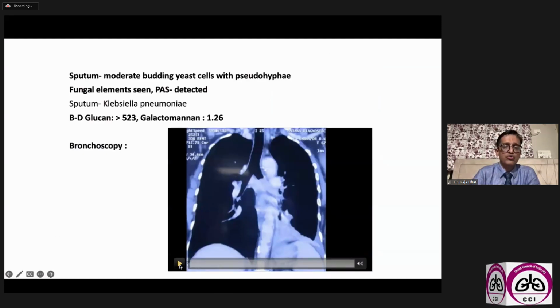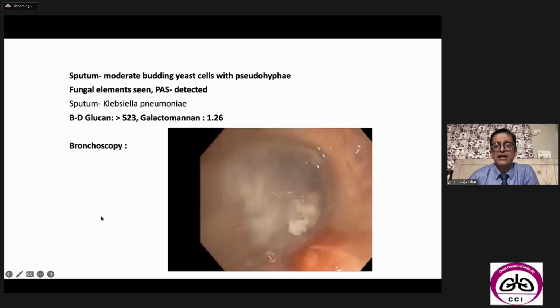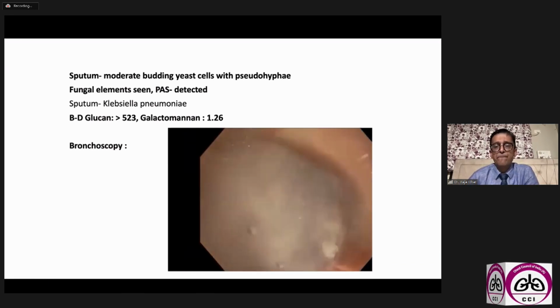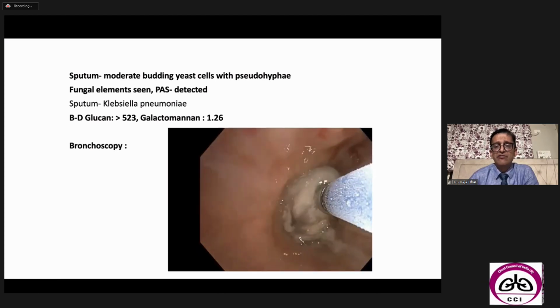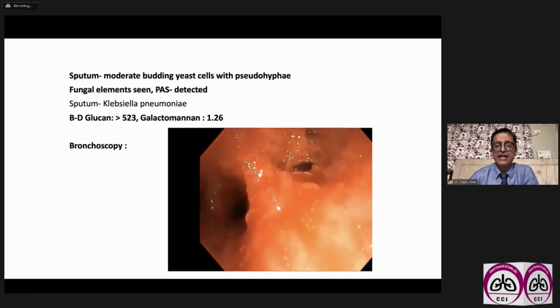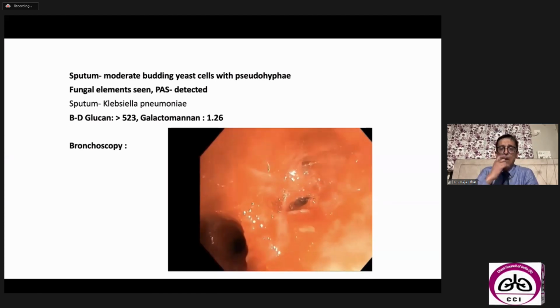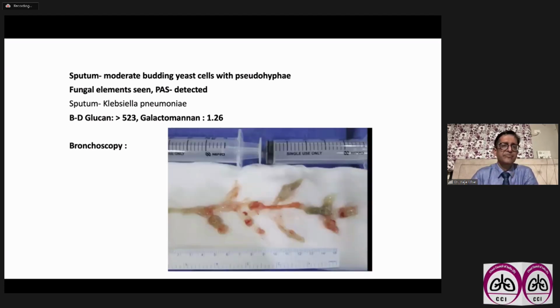This patient, I'll show you the... So again, you see the cryo being deployed there. You see this white fungating looking lesion, and you see it's very easy to take the tissue out. So this was sent for histology and for microbiology. The specimen showed budding yeast cells with pseudo hyphae, PAS positive, galactomannan high. So no doubt about the diagnosis here.